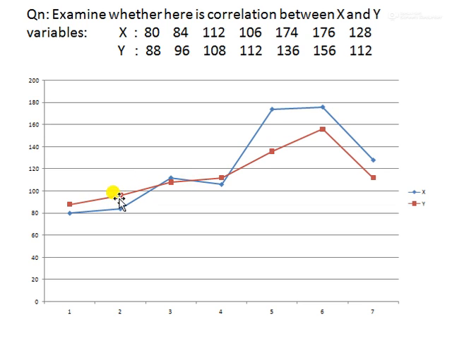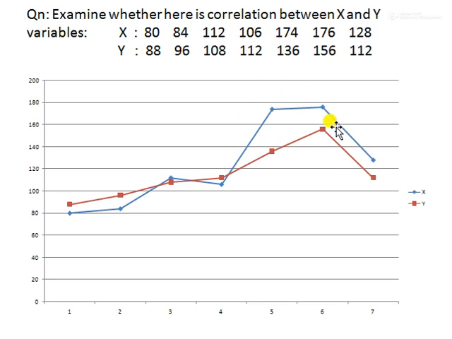Observe and examine these two curves. Examine the direction of these two curves in the various time periods. In all the time periods, the variables are moving in the same direction. Here x is increasing, y also increasing. Here x shows an increase, y also shows an increase. Here x shows an increase, y also shows an increase. x shows an increase, y also shows an increase. x shows a decrease, y also shows a decrease.